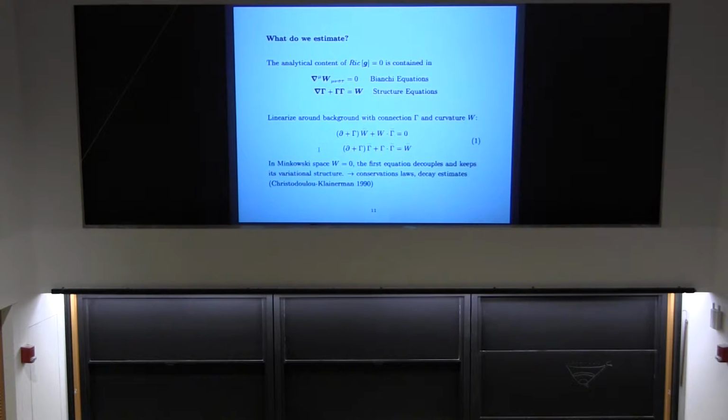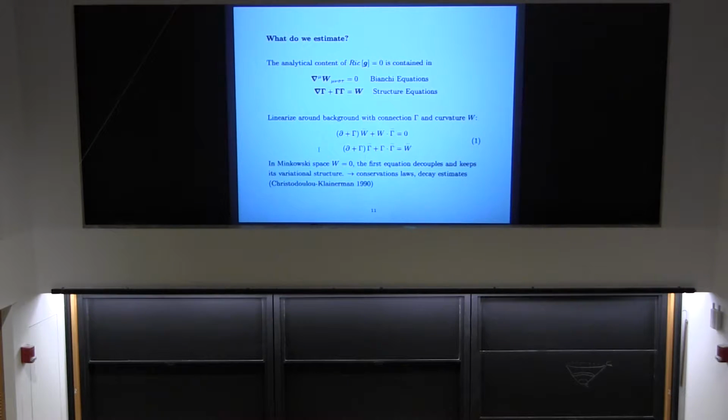Now you observe a key difference between the linearized version of stability of Minkowski space and the problem that we want to do, linear stability of Schwarzschild. If you linearize with respect to Minkowski space, then the background curvature is 0. So this term drops out of the linearization, and the first equation actually decouples. It only involves linearized curvature, but not the linearized connection coefficients. And that simplifies the problem tremendously.